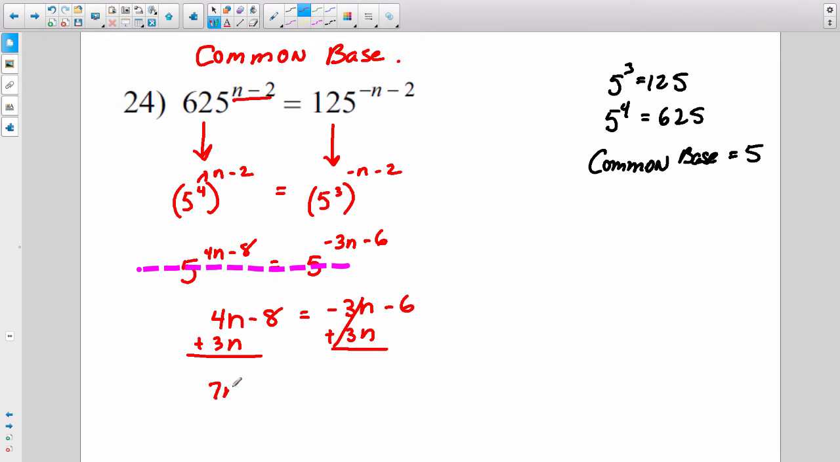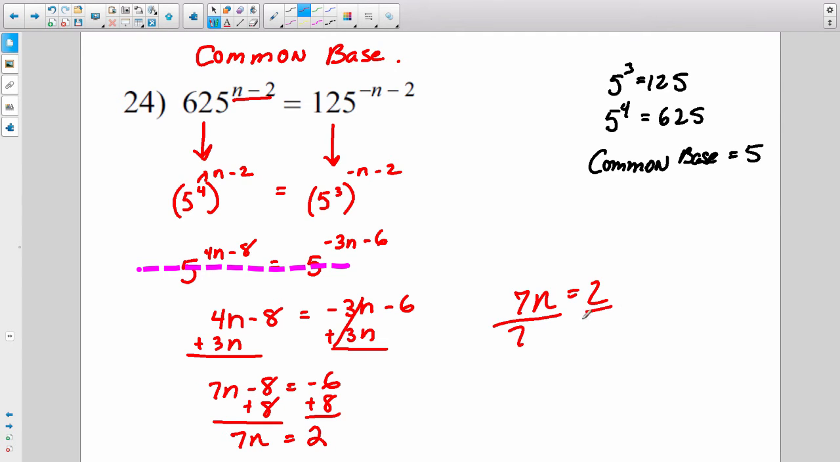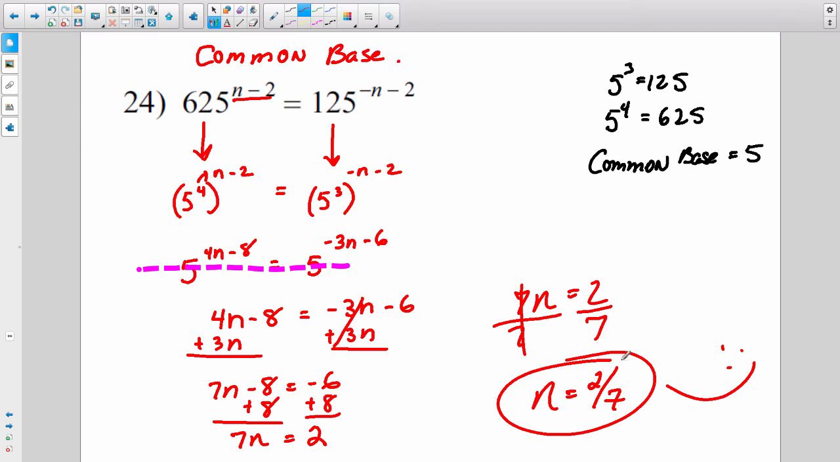So I've got 7n here, minus 8 equals negative 6. Let's add 8 to both sides. I've got 7n equal to 2. Dividing both sides by 7, final answer, n equals 2/7. Cool. Common basis.